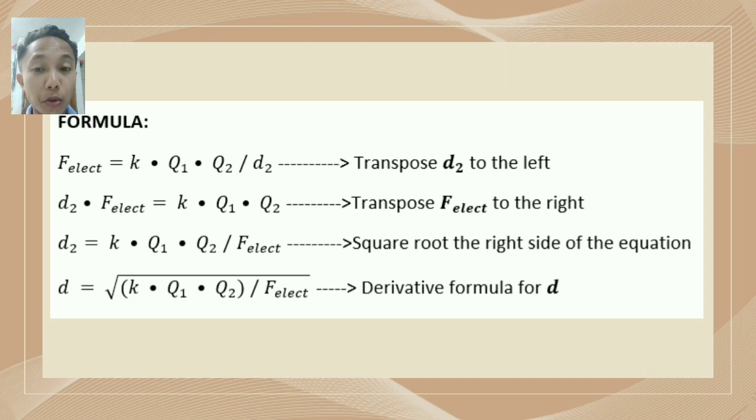The separation distance d is equal to the square root of the quantity of the Coulomb's law constant times the initial quantity of charge times the second quantity or the final charge, divided by the electrostatic force.